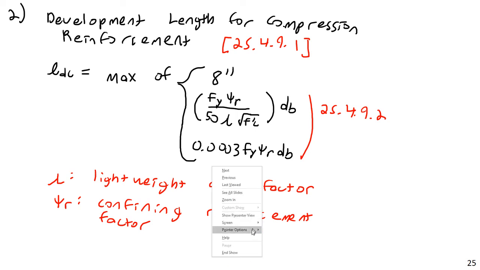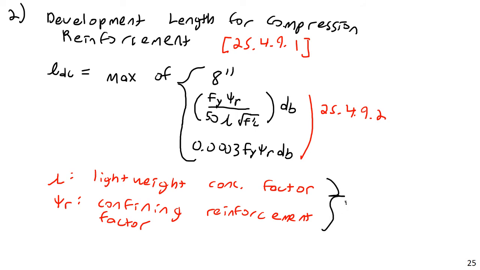And this is found in table... to find the values of these, this can be found in table 25.4.9.3, if I have my citation correct. And then finally, section 4 on my outline here, for development length of code.